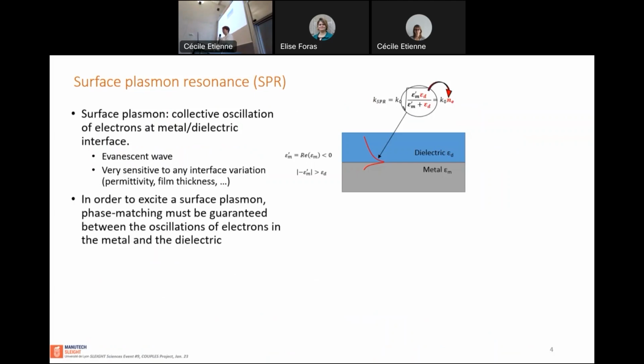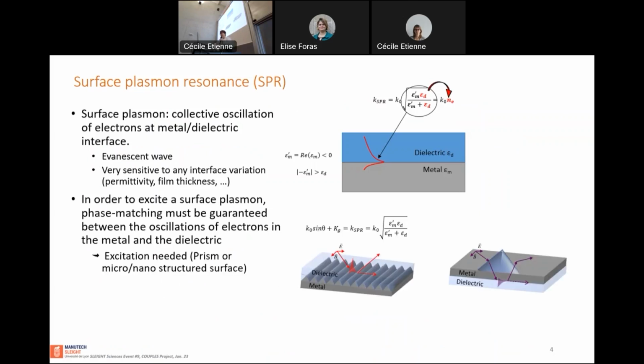In order to excite a surface plasmon, phase matching must be guaranteed between the oscillation of electrons in the metal and the dielectric. To achieve that, we can use a prism or a micro-nanostructured surface. It is the latter one that is used in the framework of this project.